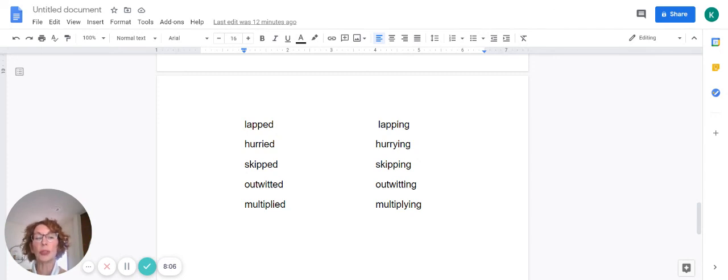Right, next group of words is multiplied, multiplying. Okay, let's clap it out. Multiplied, multiplying. Okay, very good.